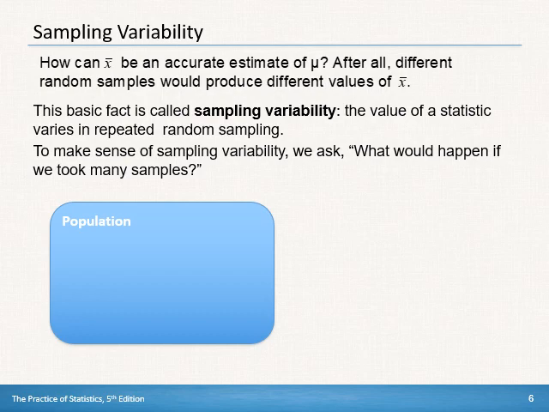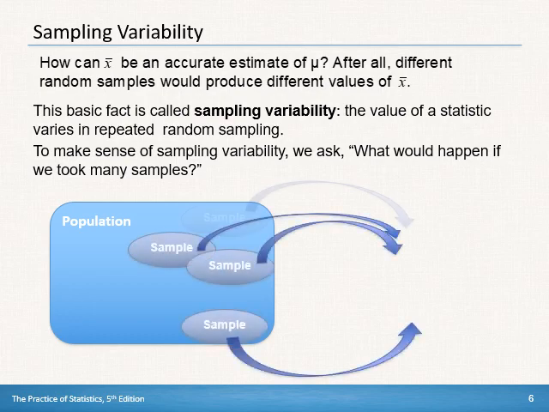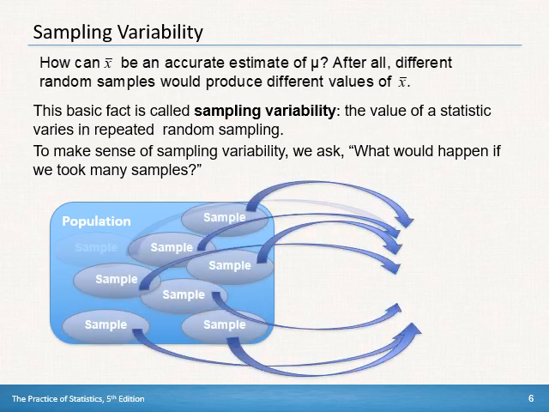So to make sense of sampling variability, we have to ask ourselves, what happens if we take many, many samples? So we sample, we sample, we sample. We take lots and lots of samples. We want to think about, well, what happens when we do that?